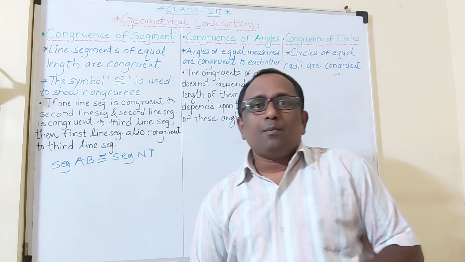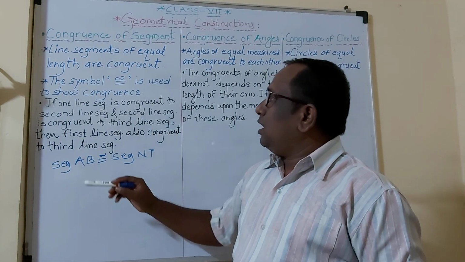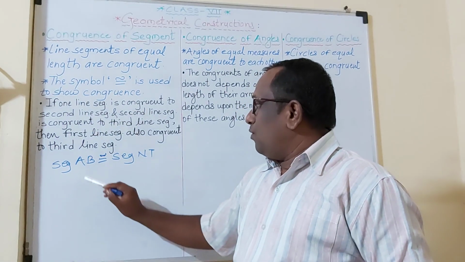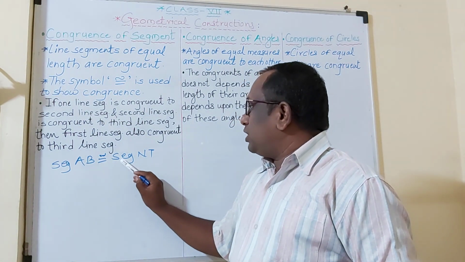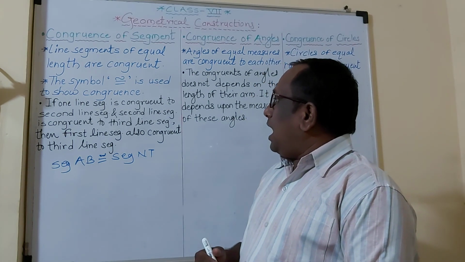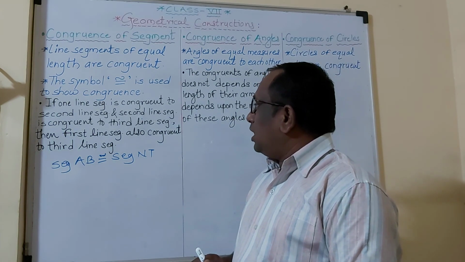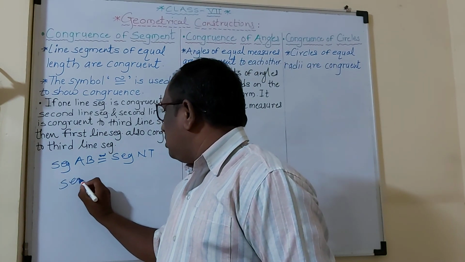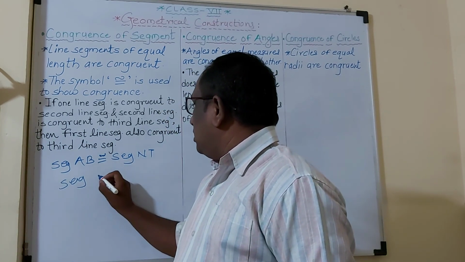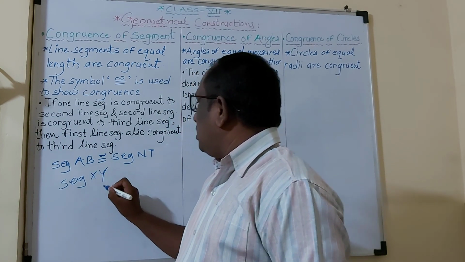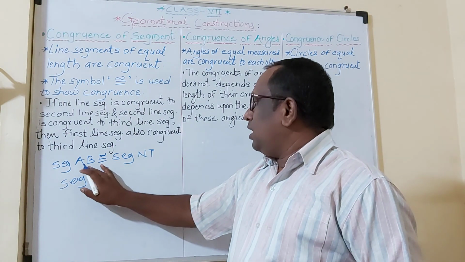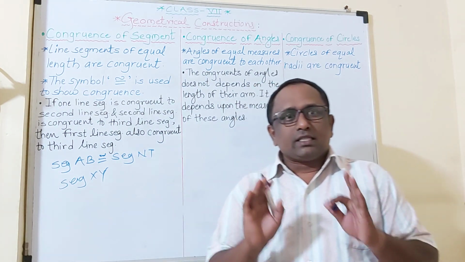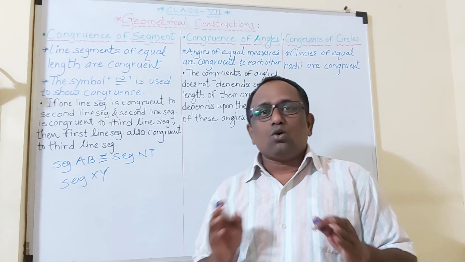Now there is one property of congruence of segments. See, if one line segment is congruent to a second line segment, for example, segment AB is congruent to segment NT, and the second line segment is congruent to a third line segment. For example, I write here one more segment XY. Segment AB, segment NT and segment XY have the same measure, which means these three line segments are congruent to each other.